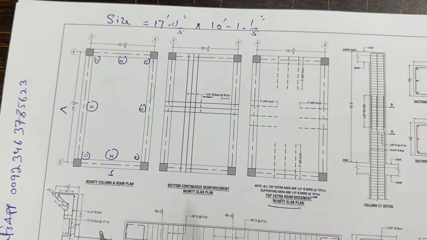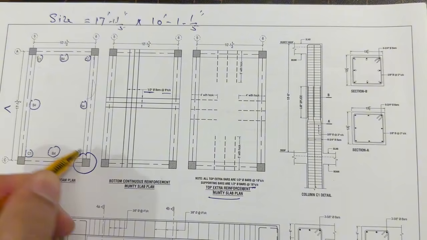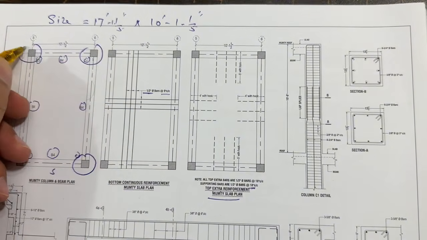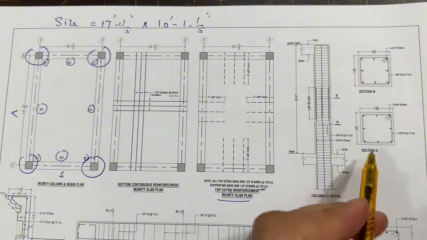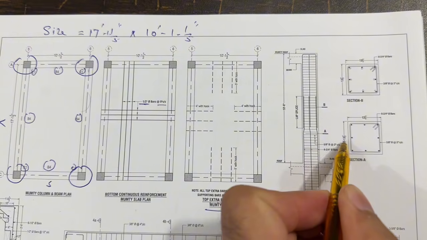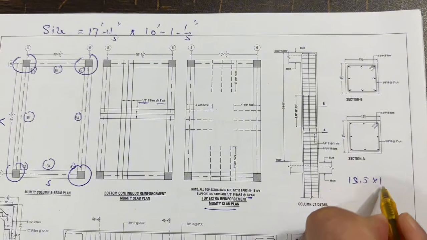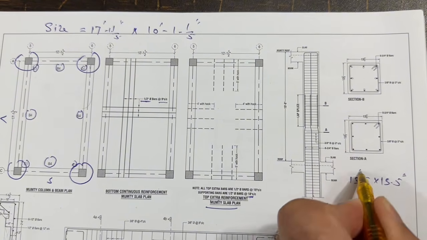So guys, first of all, I will guide you for the column. You can see these are 4 columns, where the size of each column is 13.5 inches by 13.5 inches. This is the size of the column.